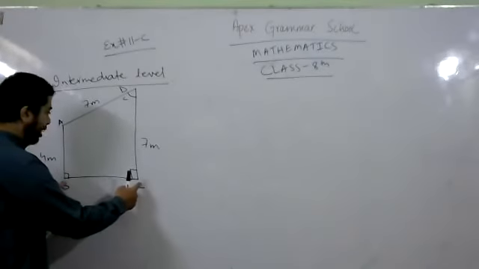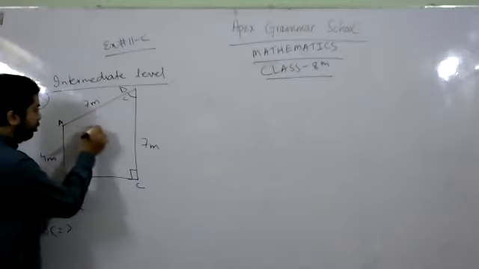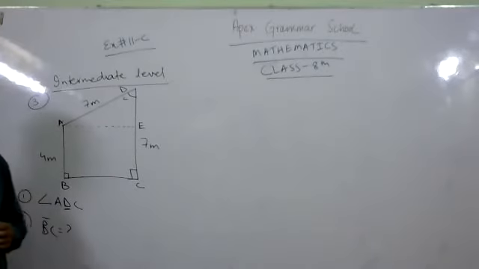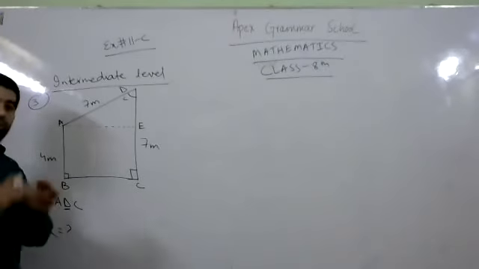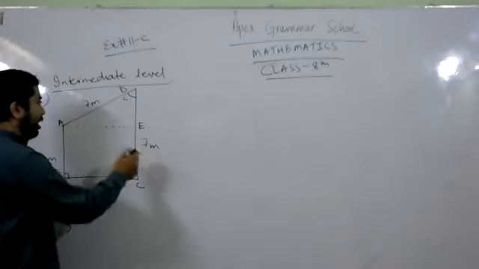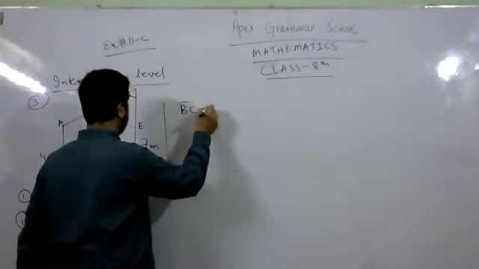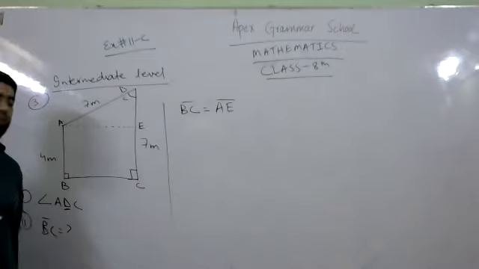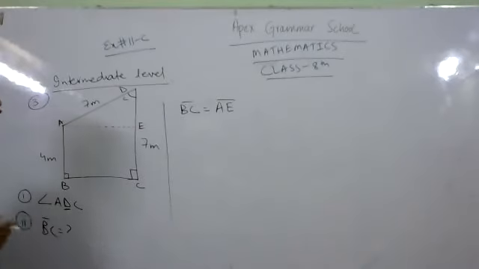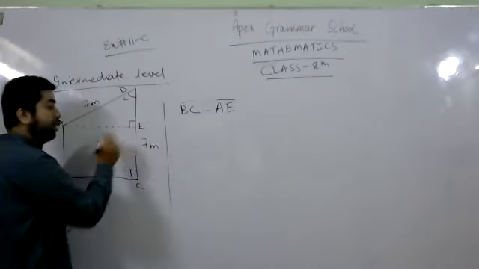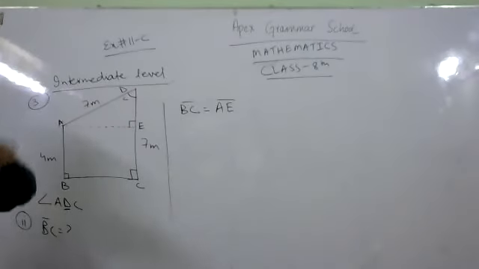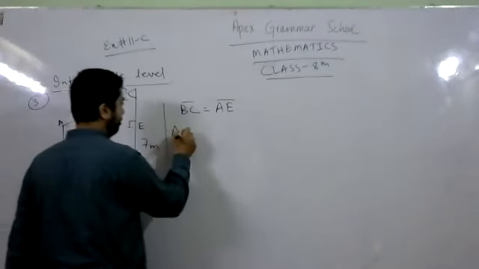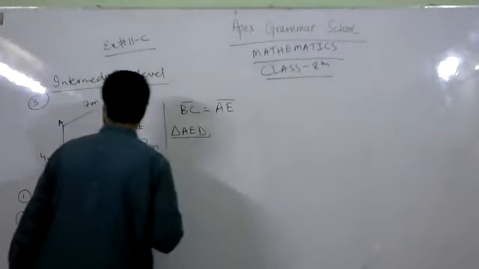If you draw a line from A parallel to this BC side, you can make this point E. So you can conclude that this BC side and this AE side are both equal. BC is equal to AE. If this angle is 90 degrees, then obviously this angle is also 90 degrees. So you can say that another right angle triangle is formed here, ADE or EAD.